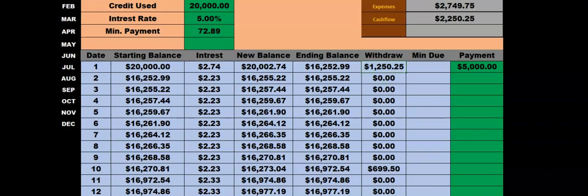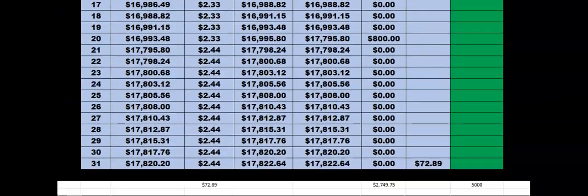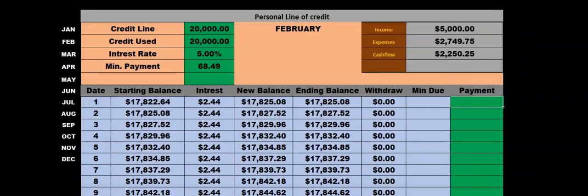And you can see that's just what happens with velocity banking. As your income goes into the account, it drops the balance, but as you take it out, it brings it back up. So it'll drop, go back up, drop, go back up, drop, go back up until there's no debt left. So same thing in February.